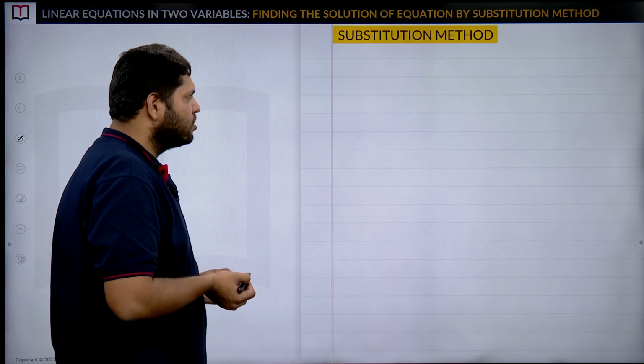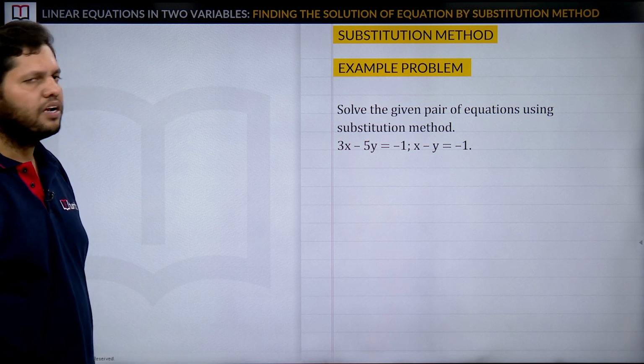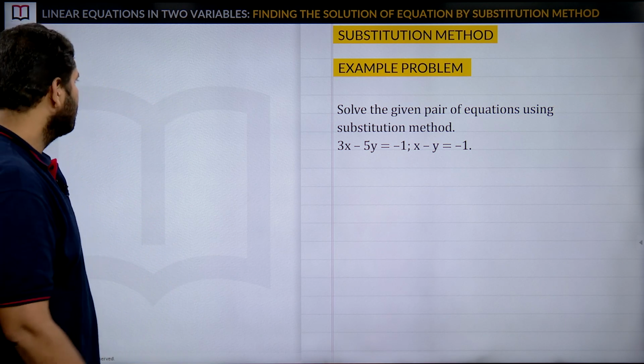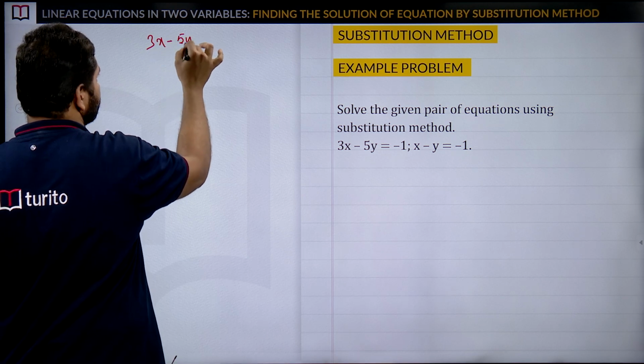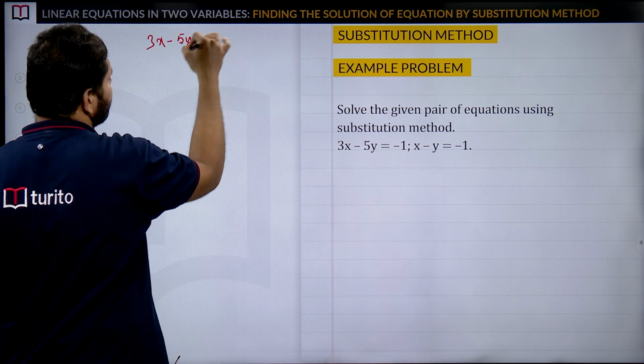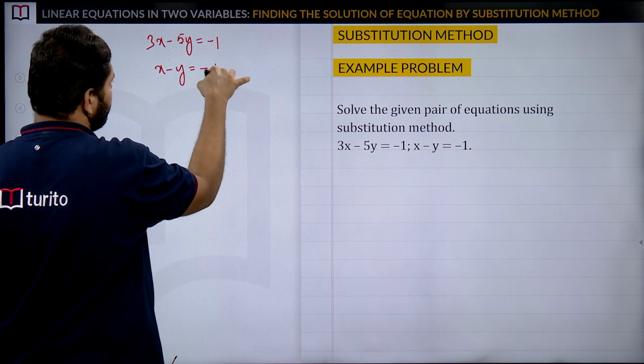Now let us solve another question also, children, in the same manner. 3x minus 5y is equal to minus 1. What is the given equation, children? 3x minus 5y is equal to minus 1. The next equation is x minus y is equal to minus 1.